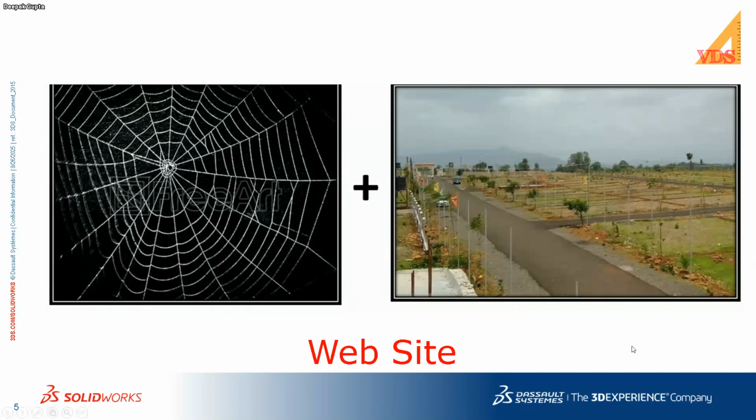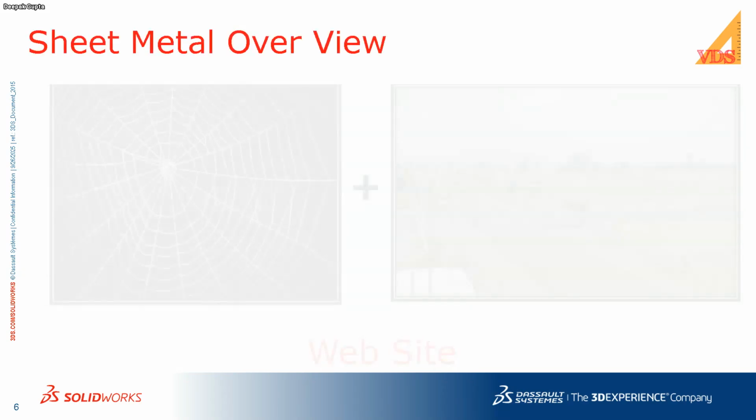So on the left side we have the spider web, and on the right side we have some site which is under construction. Could be a farm site, could be a construction site. So it's a website.